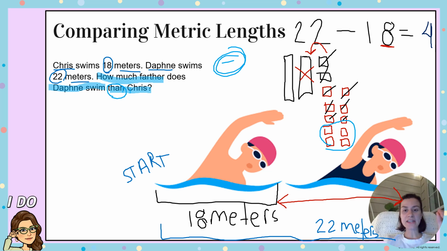Now, how many tens do I have? Remember, let's look at our tens place. In the number 18, I have a 1 in my tens place. In the number 22, I have a 2 in my tens place. So I'm taking 1 ten from 2 tens. Can I do that? Absolutely, right? I can take 1 from 2.